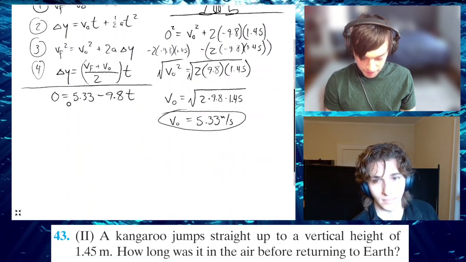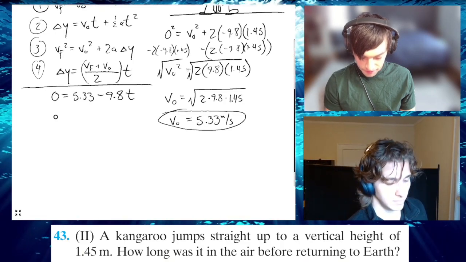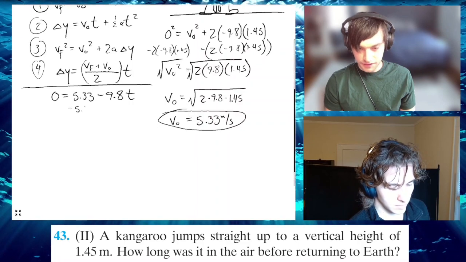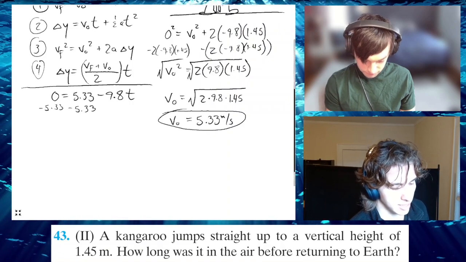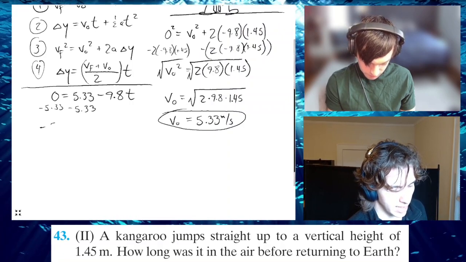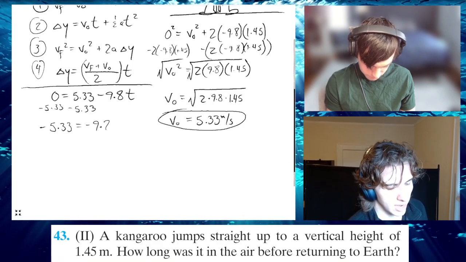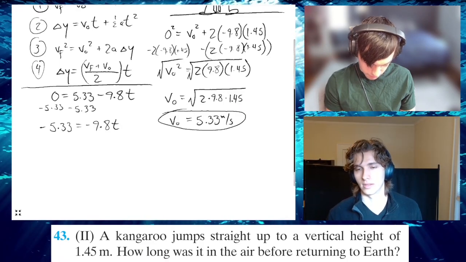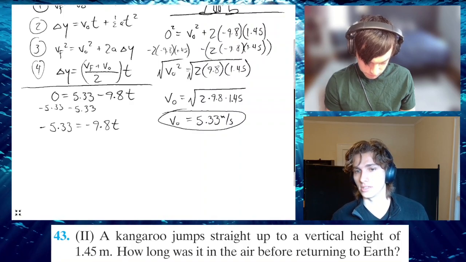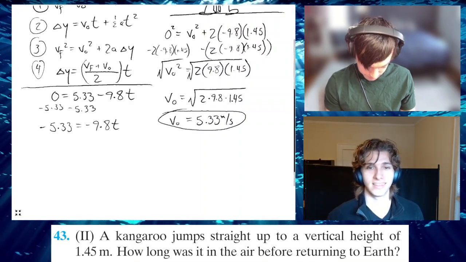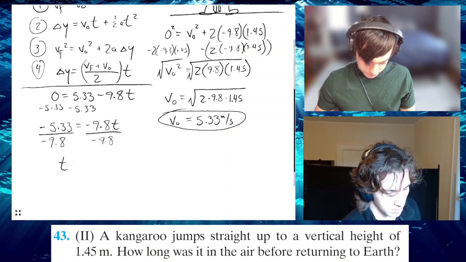So we want to get time on its own. Do we want to subtract 5.33 and negative 9.8 to the other side? Or is there a better way to do that? You're right. We just subtract 5.33 to the other side. Okay. So we get negative 5.33 equals negative 9.8t. Okay. Now, the negative 9.8 is attached to t by multiplication. So we have to divide that. Yes, exactly. We move it to the other side by division. And that should give us our solution.